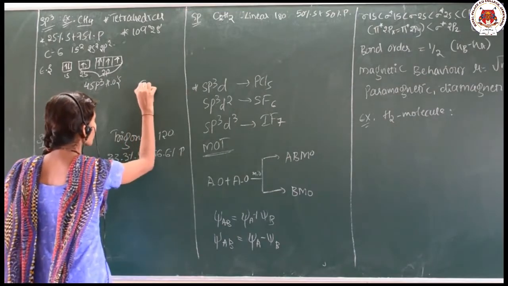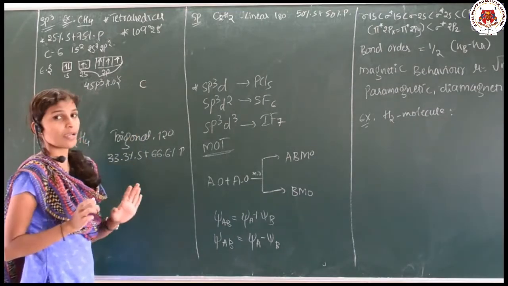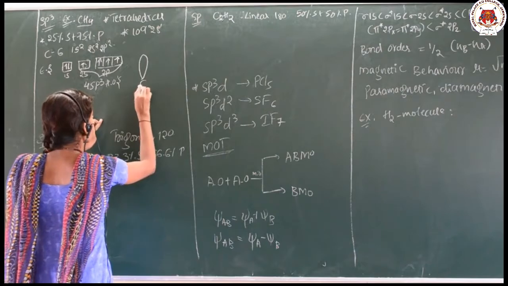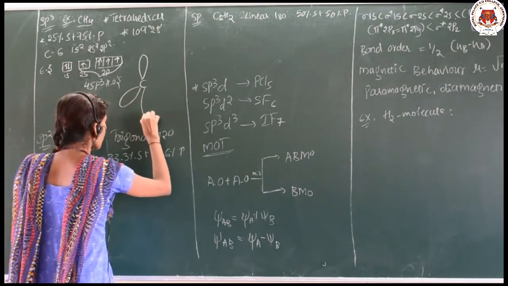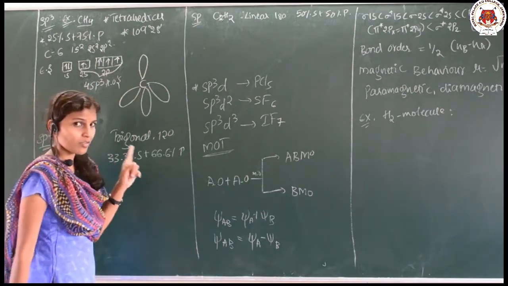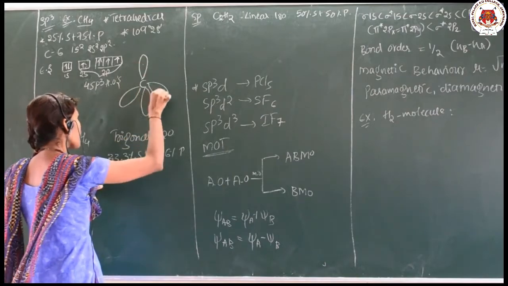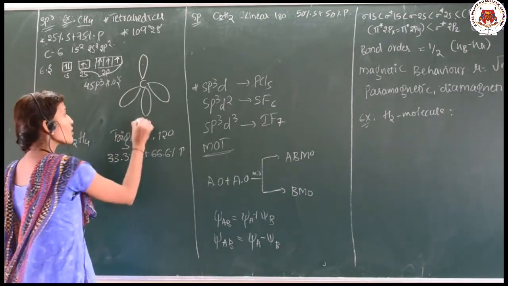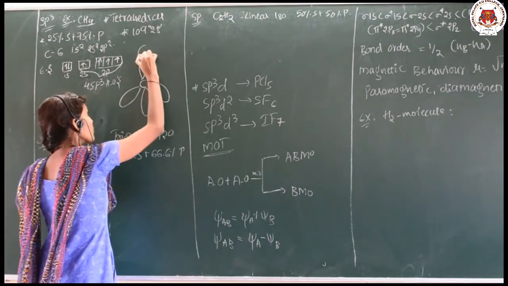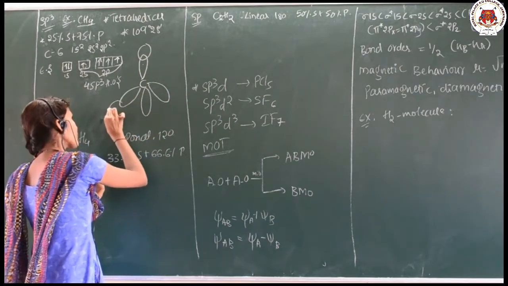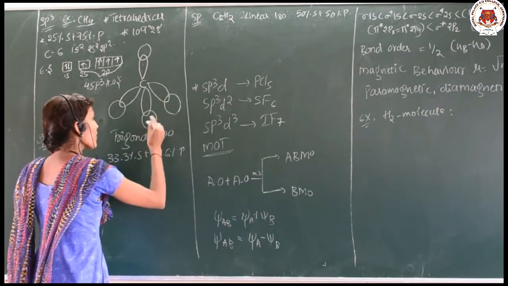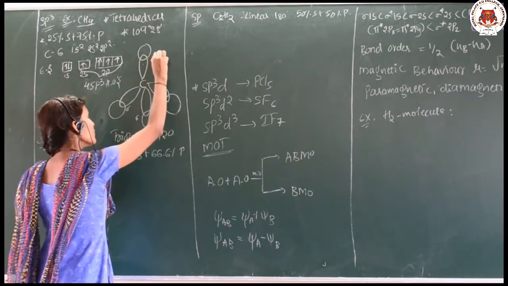This is our central carbon atom. How many sp3 hybrid orbitals does it have? It has 4. Let me draw those. This is one hybrid orbital, this is another hybrid orbital, and one more, and another. So, 4 sp3 hybrid orbitals of carbon combine with the 1s orbital of hydrogen. 4 hydrogens are there. These are the sigma, sigma, sigma, sigma bonds.